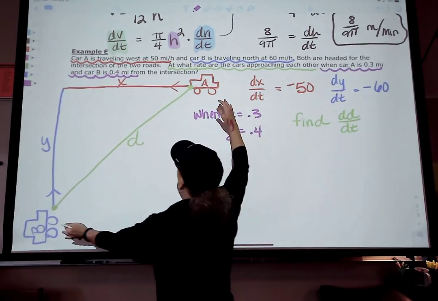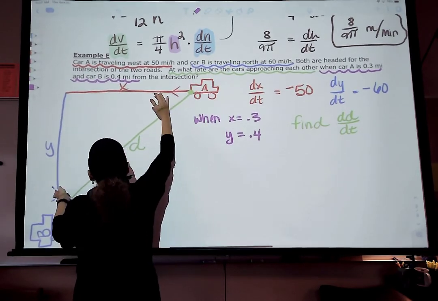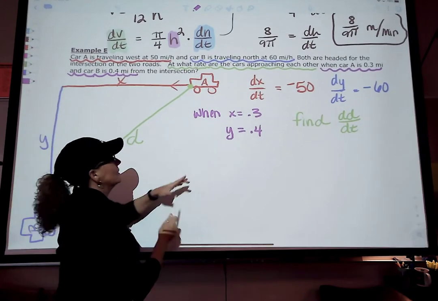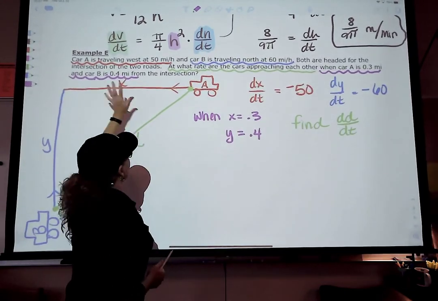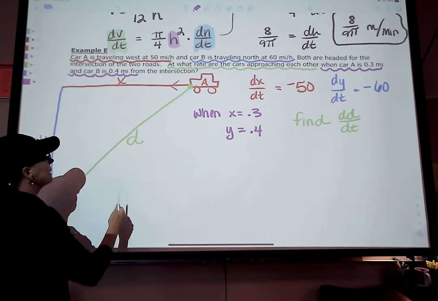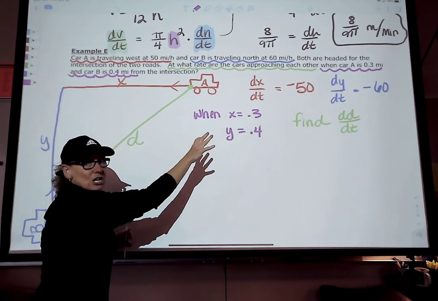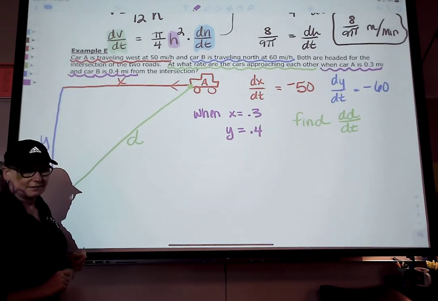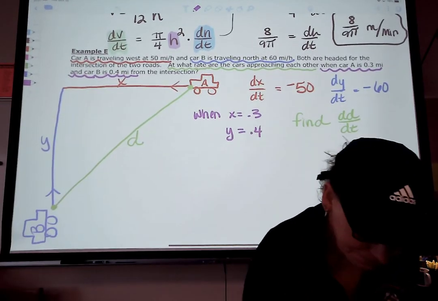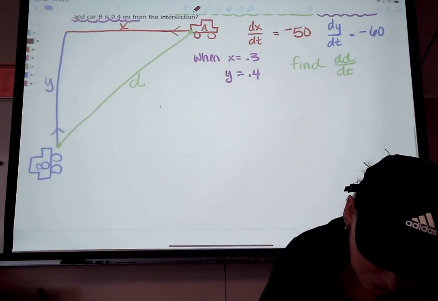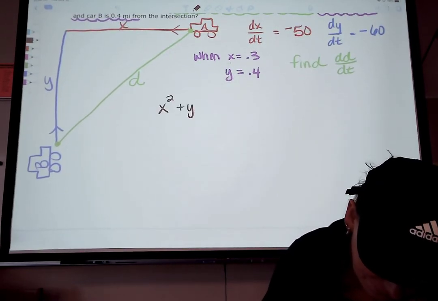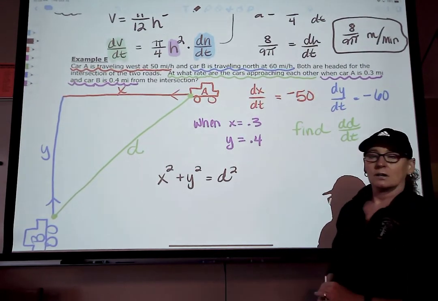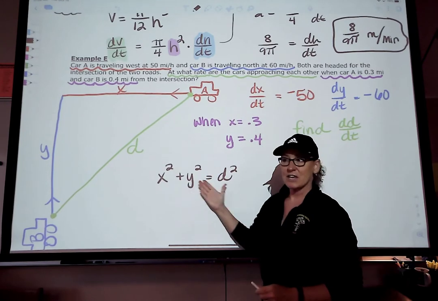They're going, right? We're looking at how fast this is changing. They're going, and when he gets 0.3 miles away and he gets 0.4 miles away, we're like, stop, freeze. How fast was this changing right then? I'm going to start with the Pythagorean theorem. Be careful, you don't have anything to plug in yet.